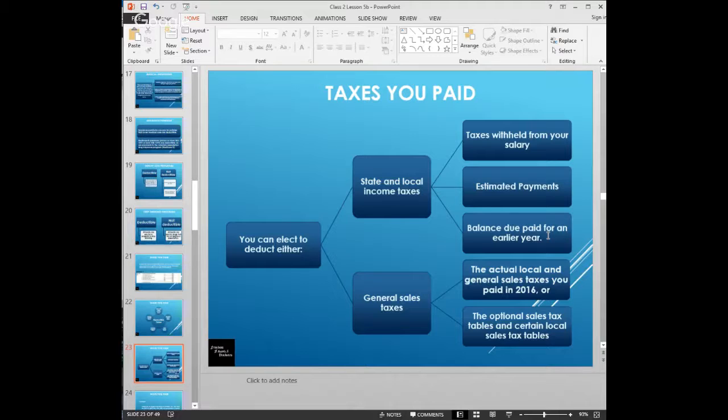General sales tax is the actual local and general sales tax you paid, if you choose to keep track of it. Or there's an optional sales tax table and certain local sales tax tables as well, and you can use the table amount that's based on your AGI.